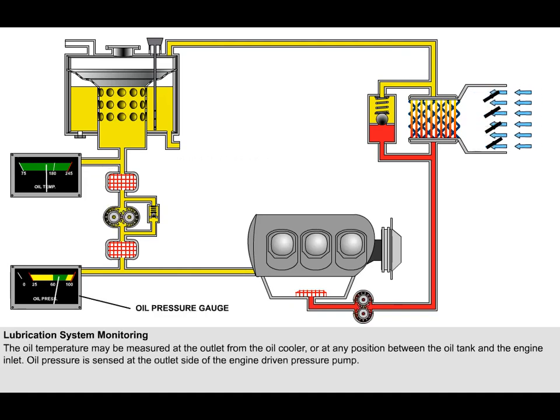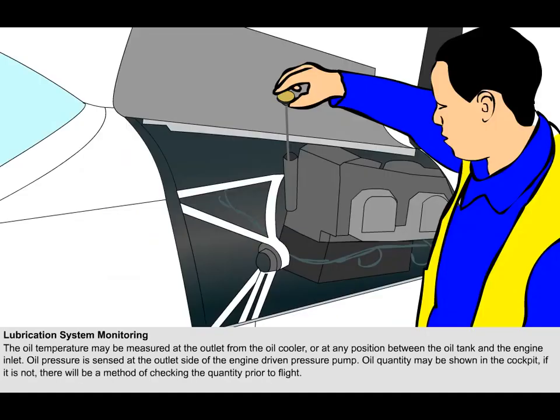Oil pressure is sensed at the outlet side of the engine-driven pressure pump. The sensor can be either electrical or a direct reading mechanical system. The operation of both the oil pressure and oil temperature gauge is fully explained in the engine instruments lesson. It is mandatory that oil temperature and oil pressure are indicated on the flight deck.